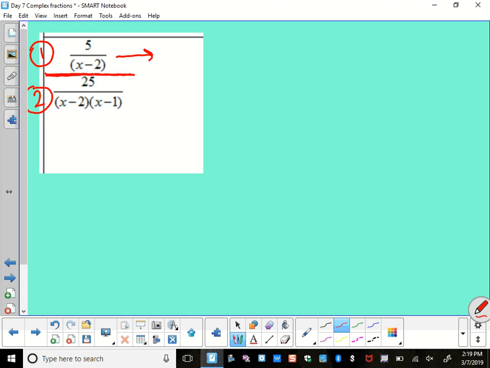Is the numerator simplified? Well, yeah, it's just a 5. I can't do anything else with that. And is the bottom in factored form? X minus 2 is in factored form, so yes. You can write it over if you'd like, but you don't have to. I just like to rewrite it. For my second fraction on the bottom, there's nothing to simplify on top, so 25 stays. And my denominator is already factored, so we're good there too.